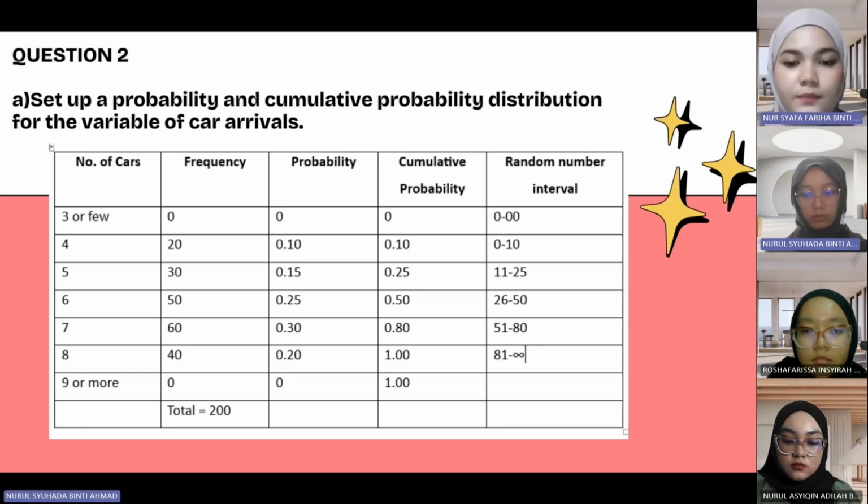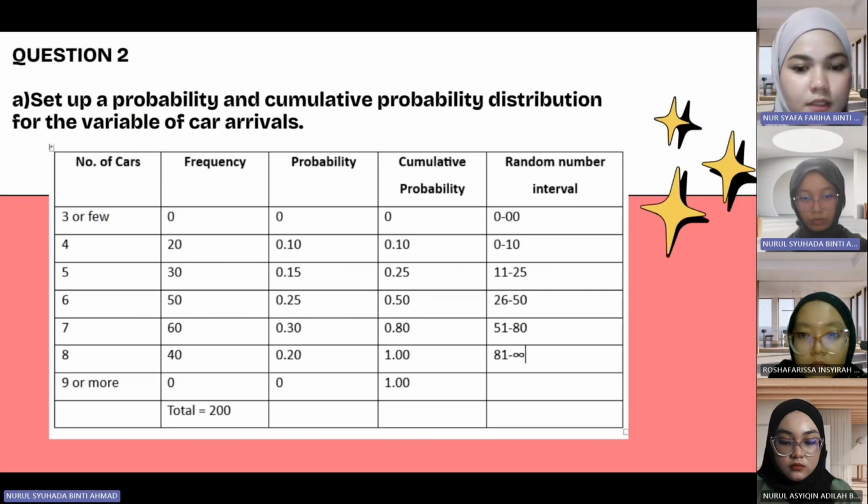What is cumulative probability? It is a running total of the probabilities as you move through the categories. It is calculated by adding the probability of the current category to the cumulative probability of the previous category. For example, for 5 cars, the cumulative probability is 0.10 plus 0.15 equals 0.25.